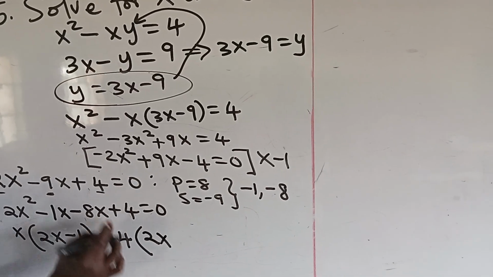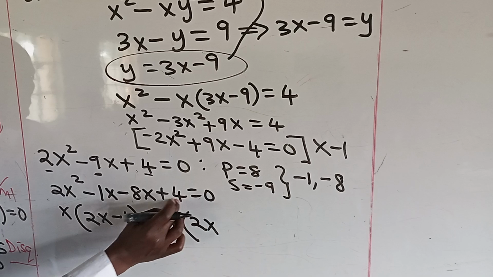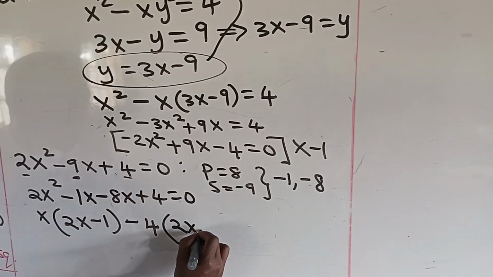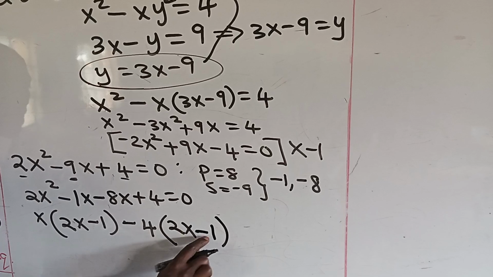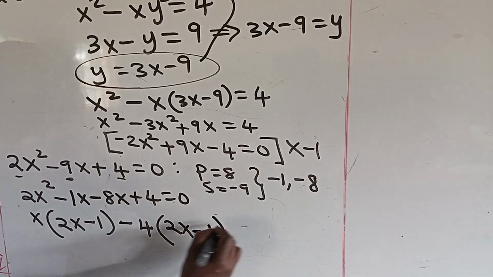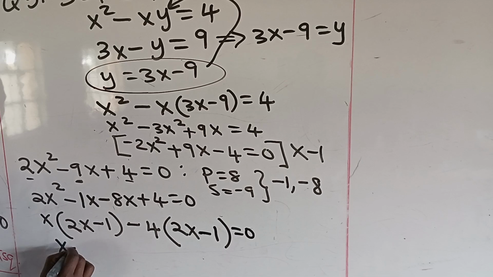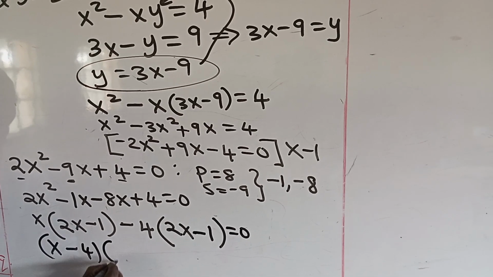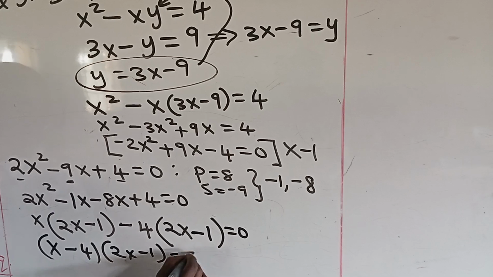Now, what do we do? How can we get a negative 4 factored out from positive 4 if we have a negative 1? Confirm. Negative 4 by negative 1 is positive 4. So we are right at that one. So put the factors together, x minus 4 with 2x minus 1 is equal to 0.